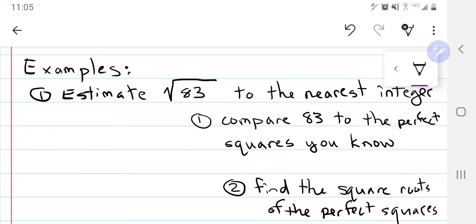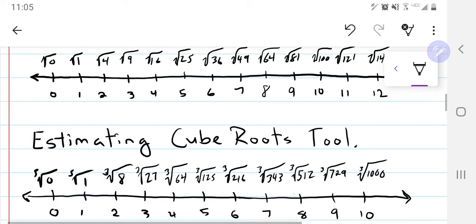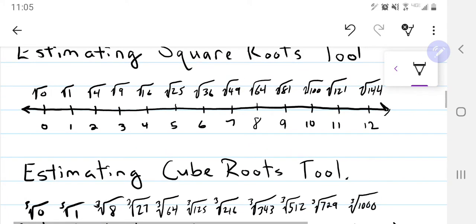Okay, example 1. Estimate the square root of 83 to the nearest integer. All right, so your answer is not going to be a decimal, not going to be a fraction. It's just going to be an integer. All right, so the square root of 83. First, we're going to compare 83 to the perfect squares you know. So let's go up to our tool, and we have all of our perfect squares in these little square root symbols, the radical symbols.